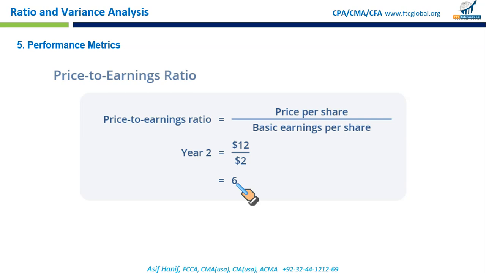So this PE ratio, it compares price with the earnings. It shows how much investors are willing to pay for $1 of earning. In this case, for every $1 earning, an investor is willing to pay $6. So higher this ratio, that means investors are willing to pay more price for this company. This company expects to grow in the future.